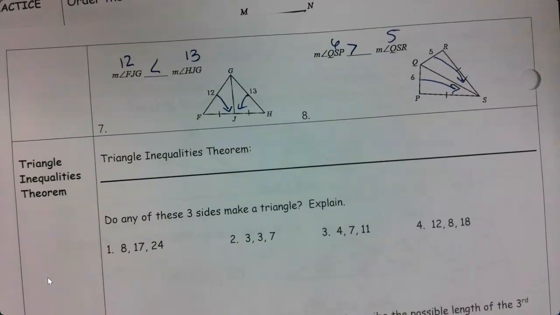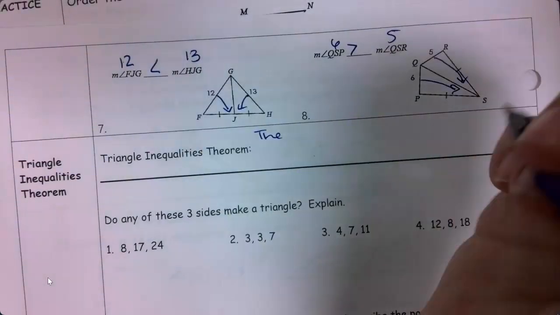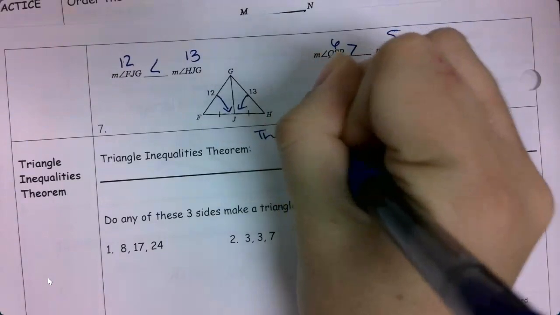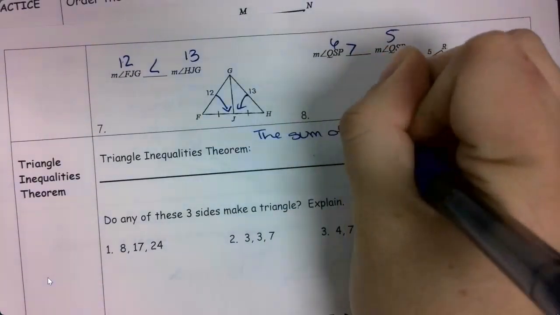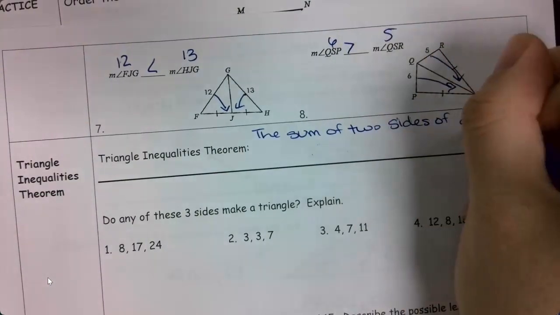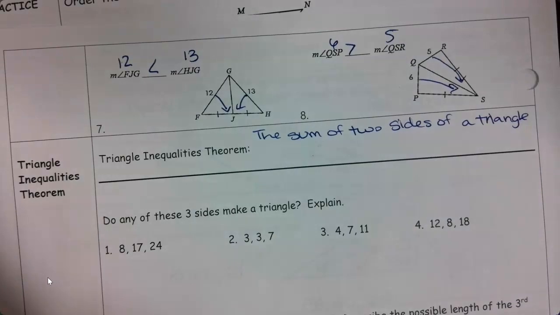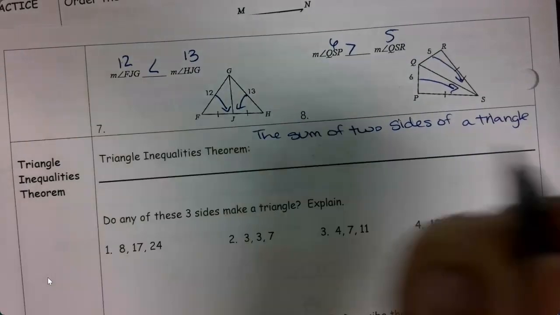Okay, then I have the Triangle Inequality theorem. This states that the sum of two sides of a triangle is greater than or equal to the third side.